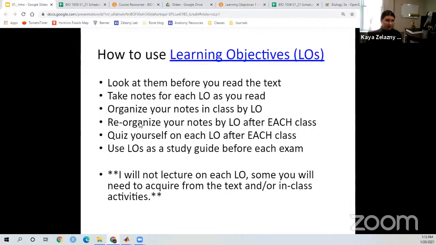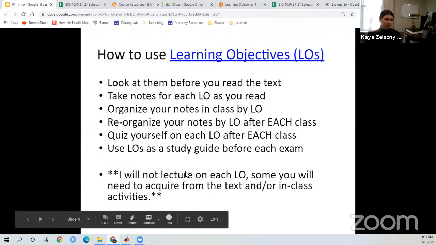Looking back at them after class and adding in anything we talked about, either in those groups while working through problem sets or during the little mini lectures is very helpful. And then you can also use them to quiz yourself or each other after class.